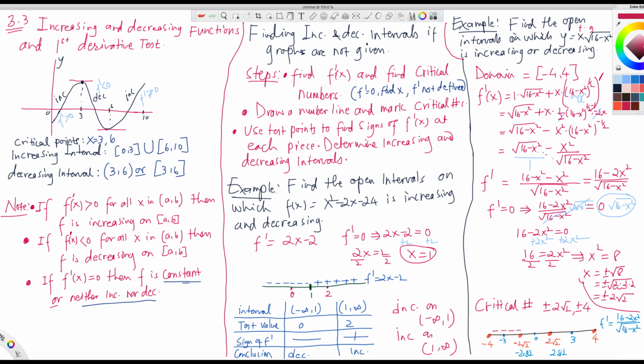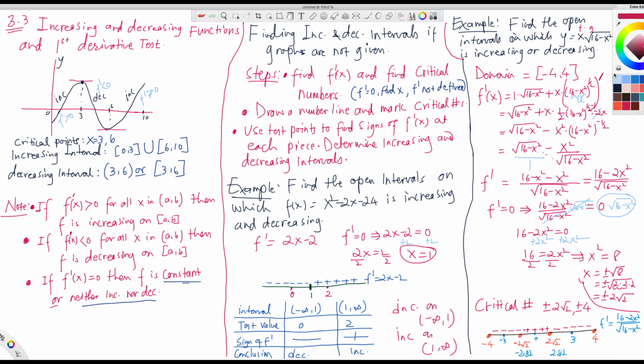So it is positive over positive, so it will be plus, plus, plus, plus. Okay, now how about here on this piece? Plug in 3 again. So 16 minus 2 times 3 squared, which is 9, so 16 minus 18 will be negative, and this will be positive. 16 minus 9 will be positive. So negative over positive is again negative.